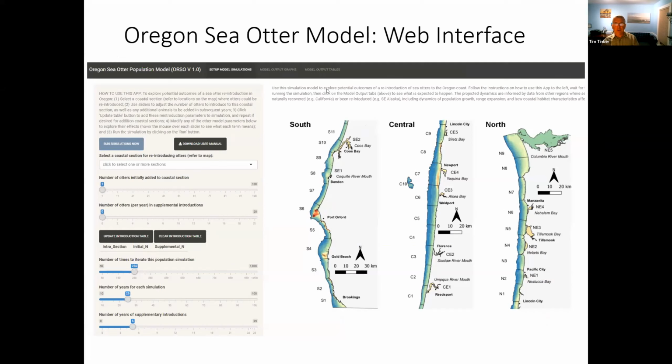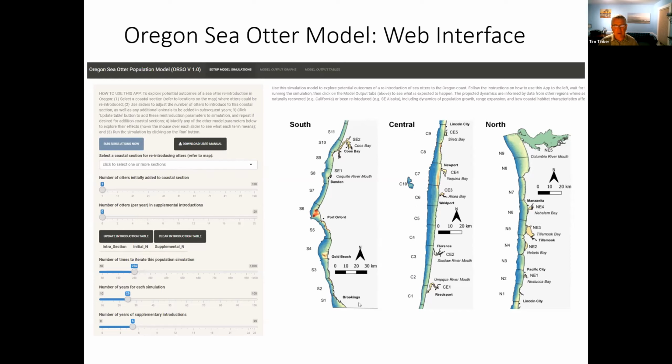But in general, you use the simulation model to explore potential outcomes of a reintroduction of sea otters to the Oregon coast. Instructions are provided, as mentioned, and some of the things that you would select would be, for starters, you'll notice that here's the map of Oregon. We've broken it up into the south, central, and north because, well, Oregon is so tall and skinny, we couldn't fit it in one single map. And you'll notice that we have broken the coastline up into these coastal segments.